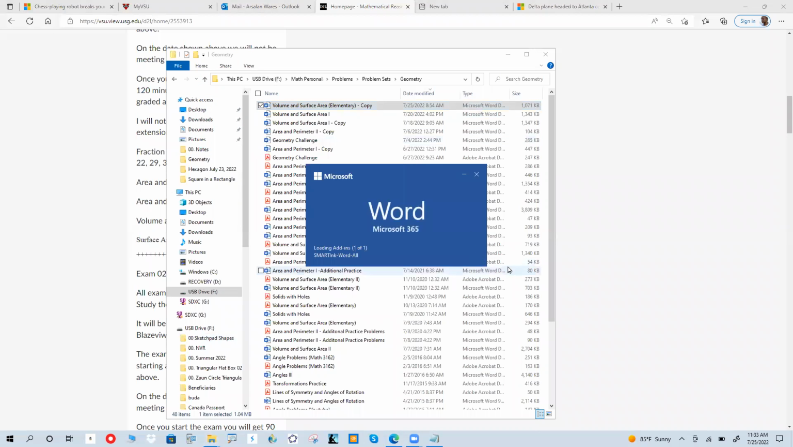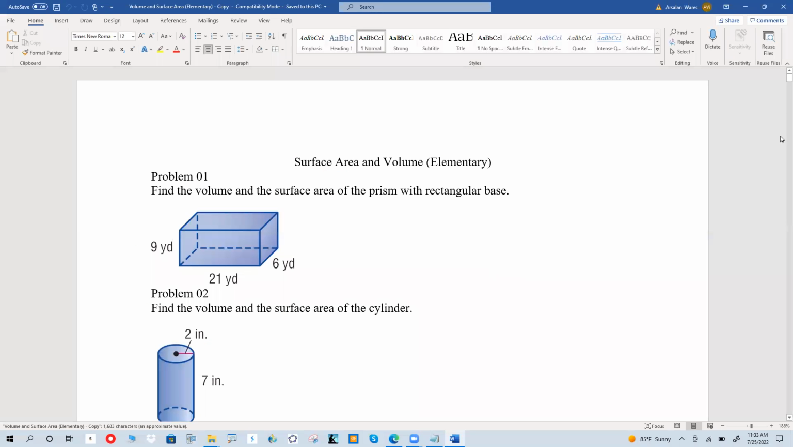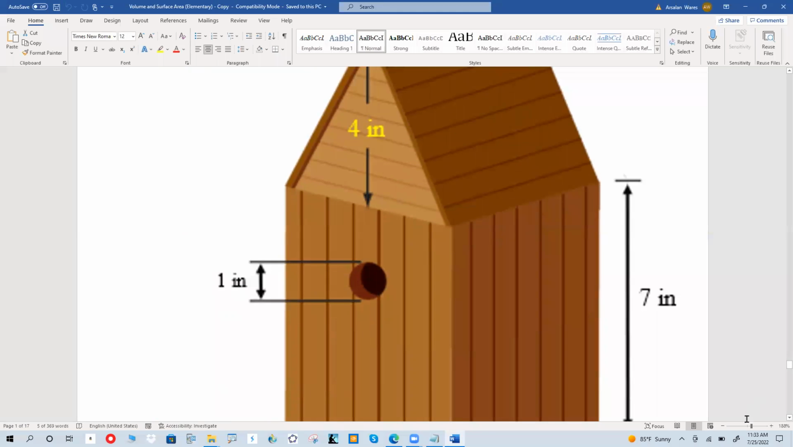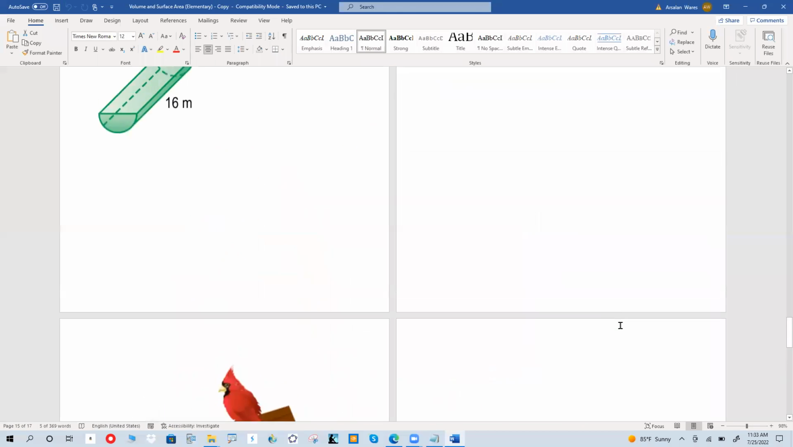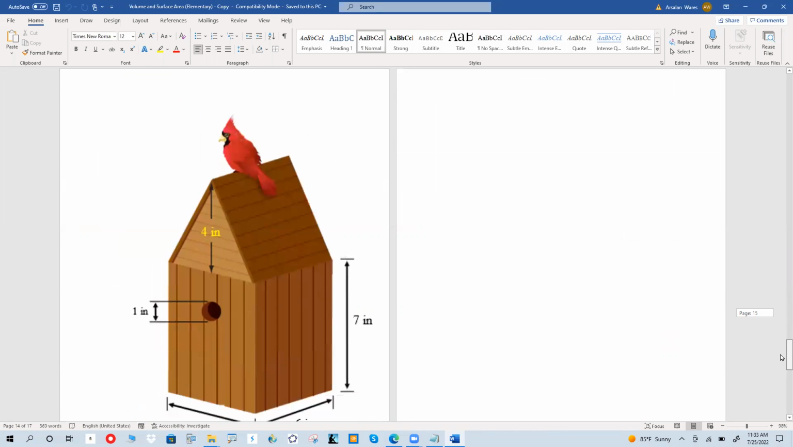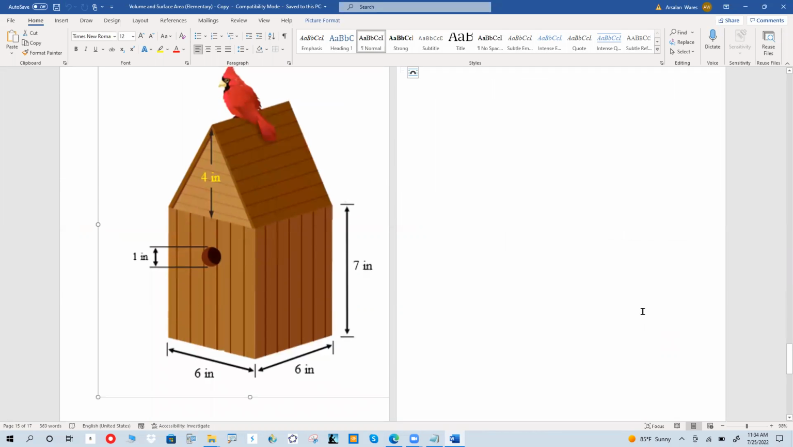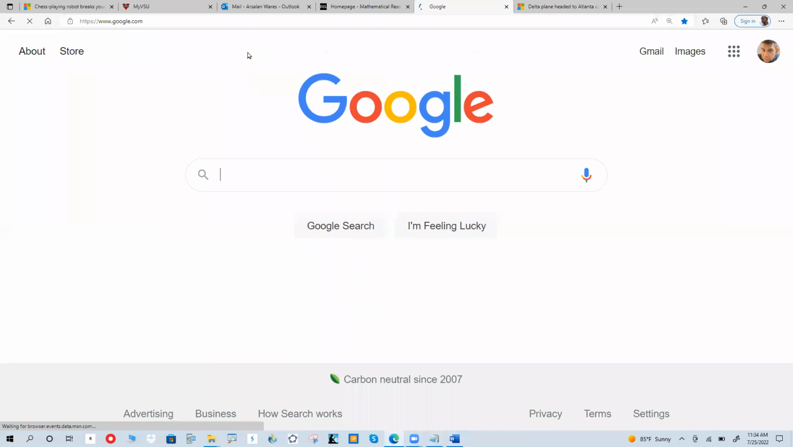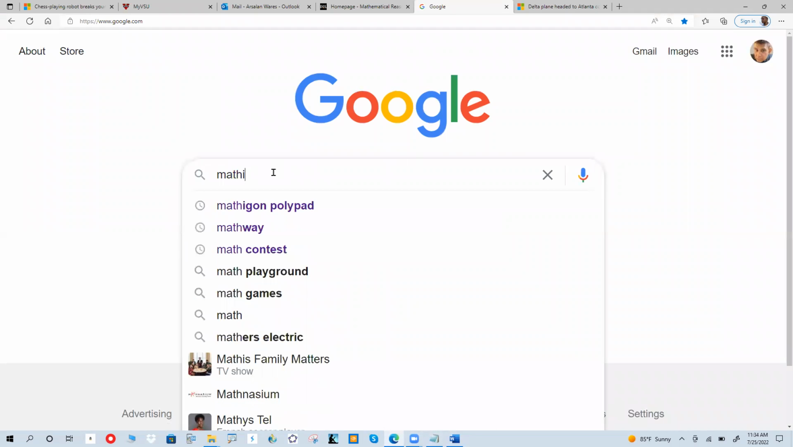So guys, we are going to be working on this packet, surface area and volume elementary. And the last problem in our syllabus is this one. A little birdhouse. It came from a 7th grade book. And if you read the question, it says you're going to paint the birdhouse and you're going to find the surface area. Wood is painted. So I'm not going to take the whole text. I'm going to take this to my Mathigon Polypad page.